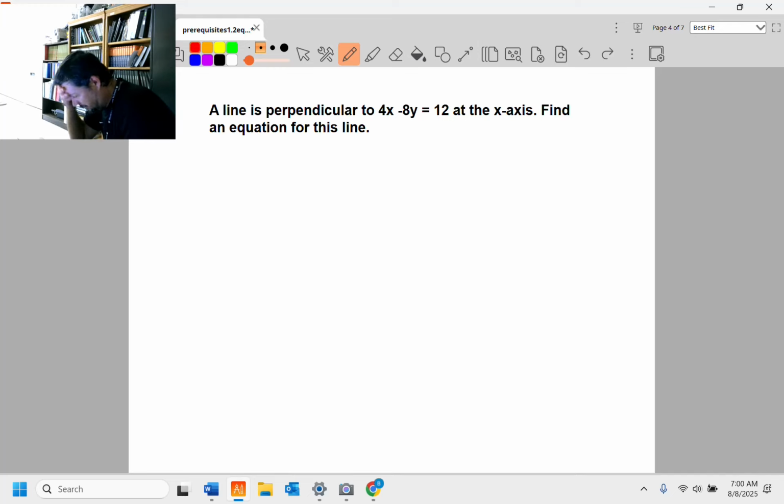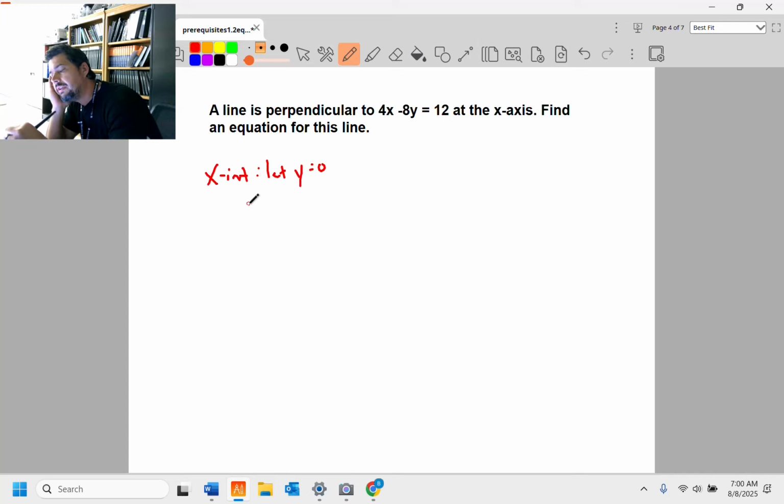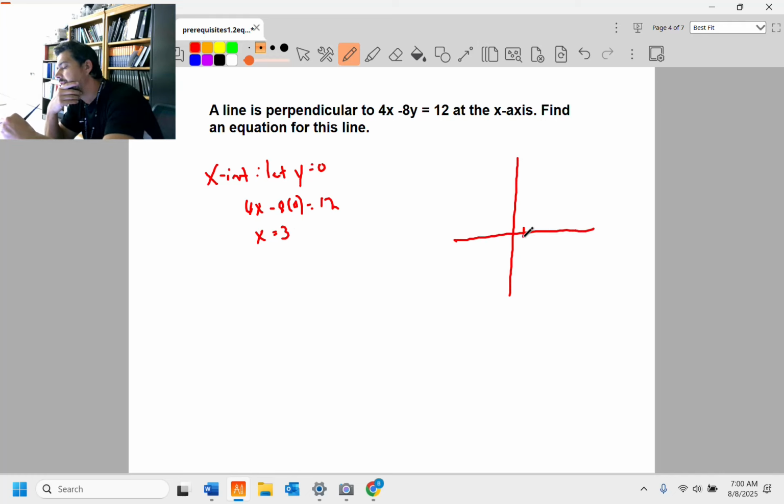I guess the best way to explain this one would probably be to graph the original line. So let's take a look at 4x minus 8y equals 12. And we're going to find its x-intercept. And to find an x-intercept, we let y equal 0. So 4x minus 8 zeros is 12. And this tells me that the x value is 3. So this thing crosses the x-axis at (3, 0). That's where the original line crosses it.